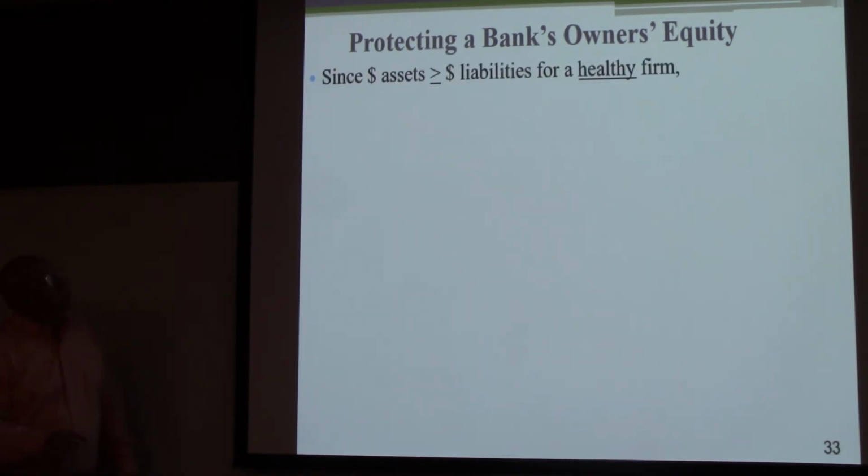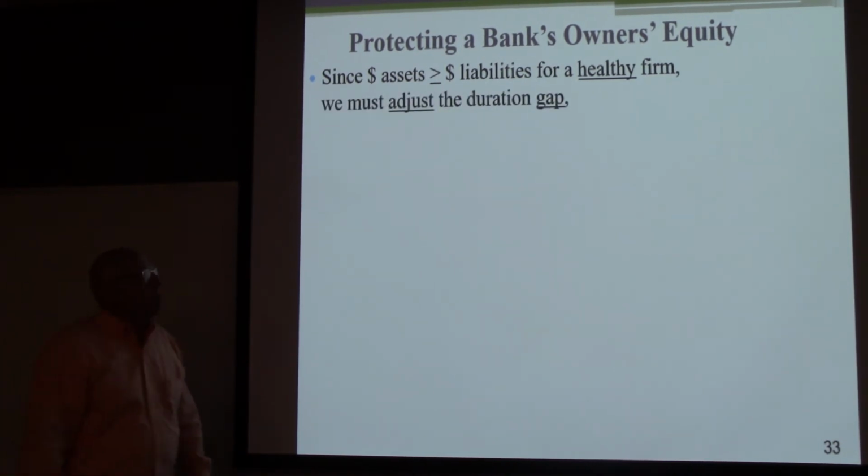For every healthy firm, the dollar assets are greater than the dollar liabilities. A firm in technical default or bankruptcy is a firm where the liabilities are greater than the assets. So for most firms, the value of the assets is greater than the value of the liabilities. We have to adjust the duration gap because you have more money in assets than you have in liabilities. So the speed may change at the same rate, but the dollar amounts will not.